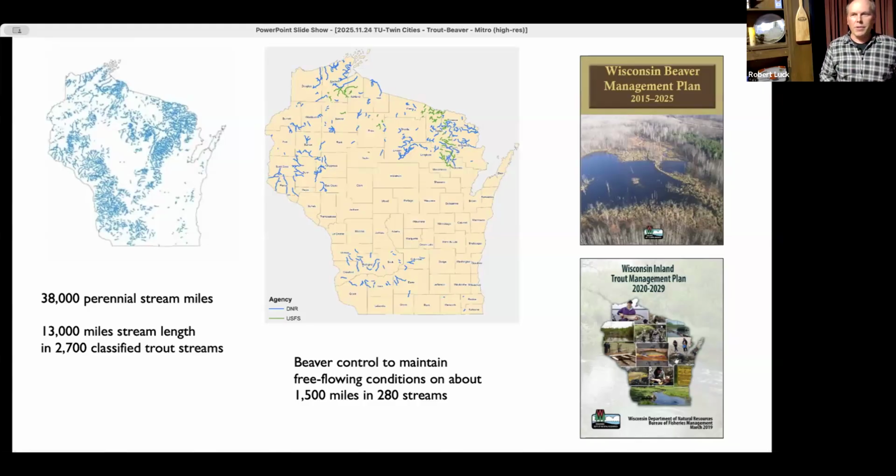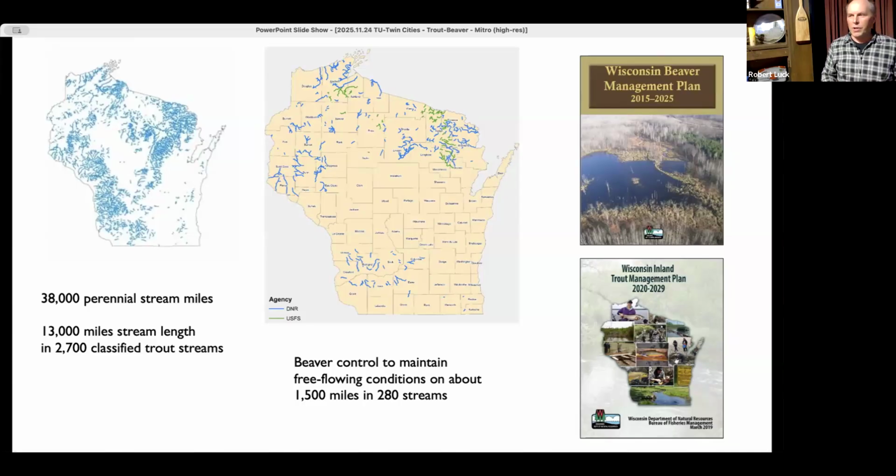The beaver control program itself is largely predicated on a few different studies that were done in the mid to late 20th century, mostly on northern streams in Wisconsin, and mostly on one stream in particular in northeast Wisconsin, the North Branch Pemebonwon River.